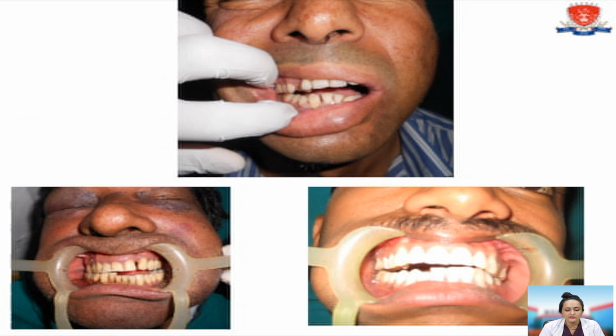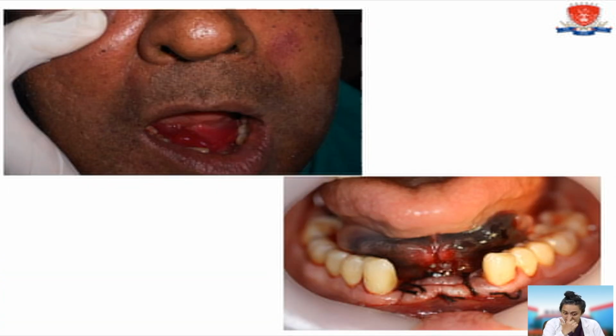Then in the first picture, you can see there is deranged occlusion. In the second picture, you can see there is step deformity in the symphysis region. Again, in the third picture, there is a step deformity. In this picture, you can see lingual hematoma, also known as Coleman's sign.